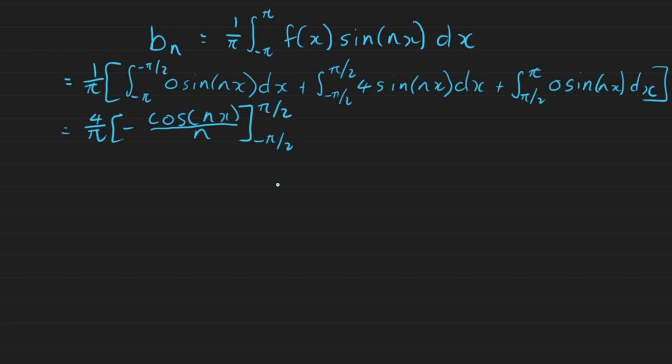Okay, we don't need to proceed any further because we know that cos of pi over 2 is equal to 0, and so is cos minus pi over 2. And for all multiples of that, it will give you 0. So this is equal to 0. So what we're saying is that there are no Bn terms. Bn is just equal to 0.